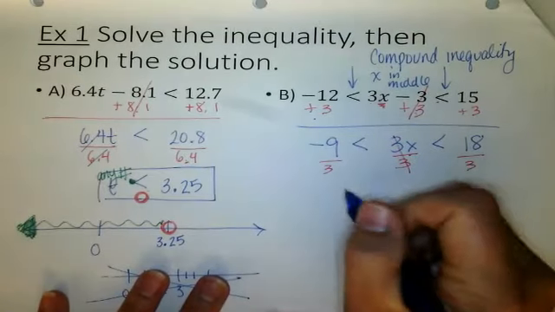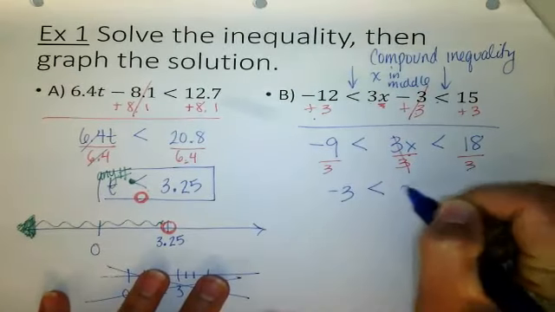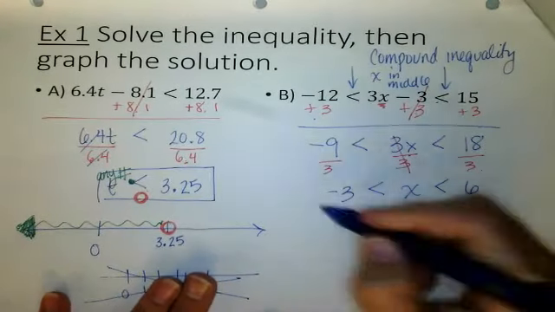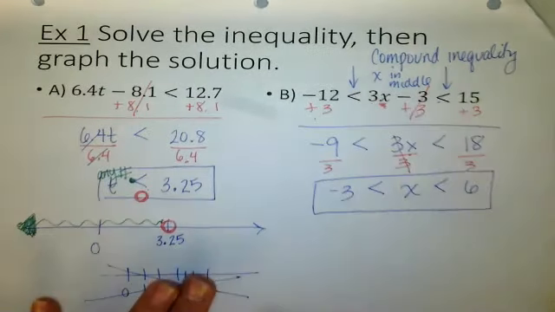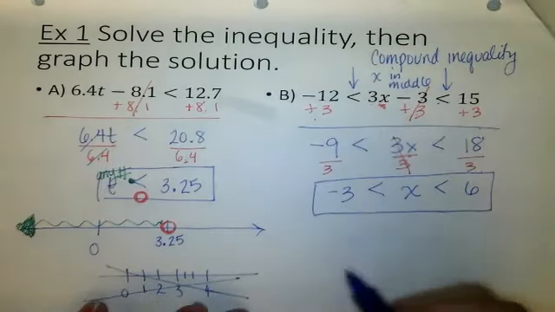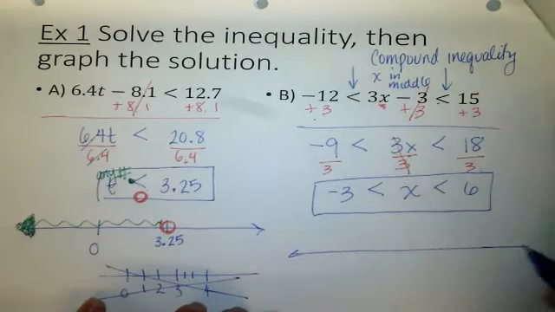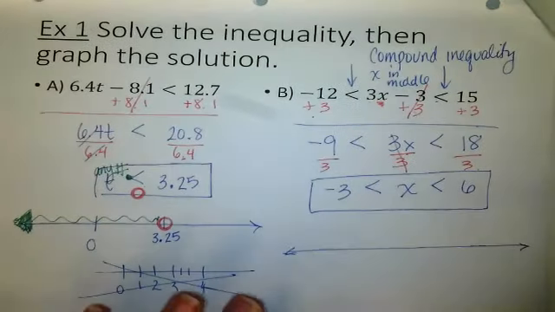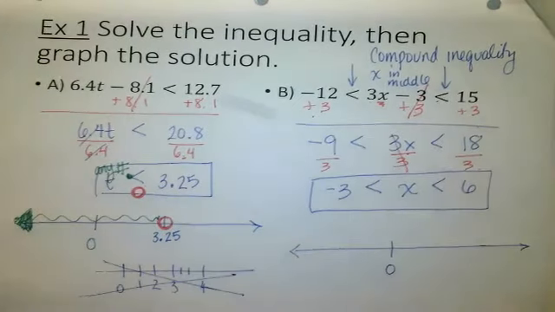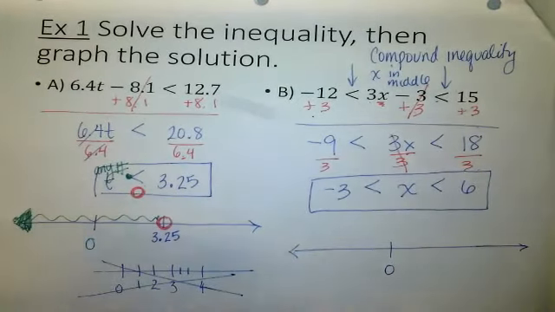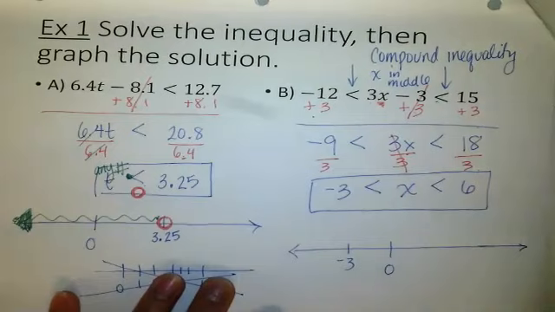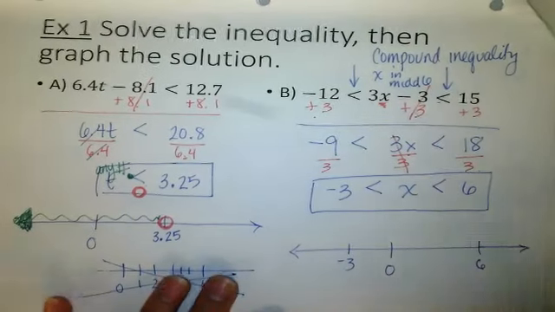-9 divided by 3. -3 is less than x, all by itself, is less than 18 divided by 3, 6. So here is our inequality solution. But we want to graph that. And again, I want you to understand how to graph things. So on my horizontal number line, I need a 0. And what are the other 2 numbers that we're interested in? -3 and 6. And -3 would be on the left side, and 6 would be to the right. All right, positive land over there to the right.